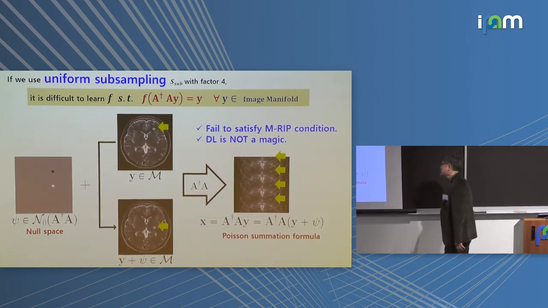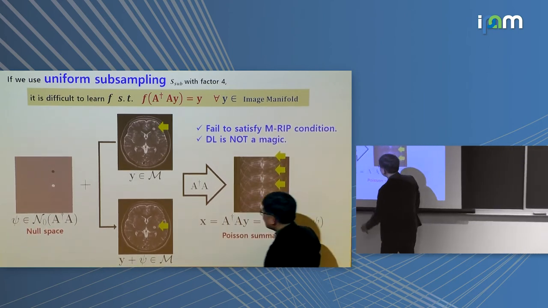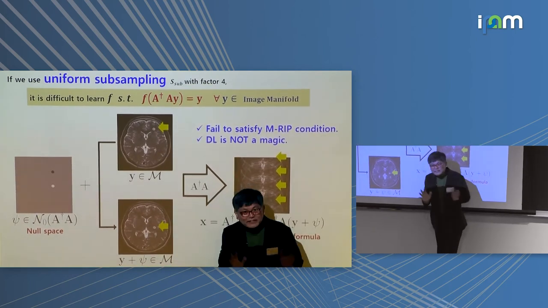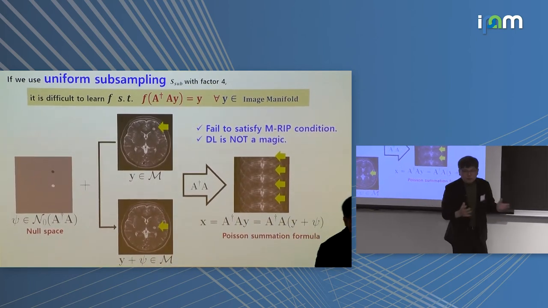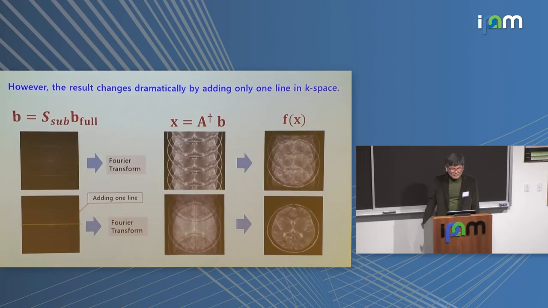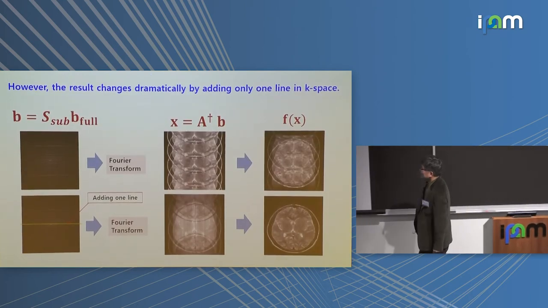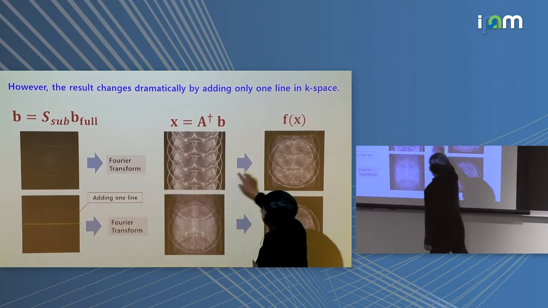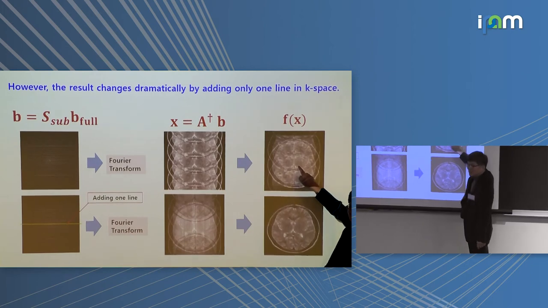Deep learning is not magic. So how can you map from here to this one? This should go this way, this way. Is deep learning also confused about it? So this is the result. In this case, the deep learning result is like this one.